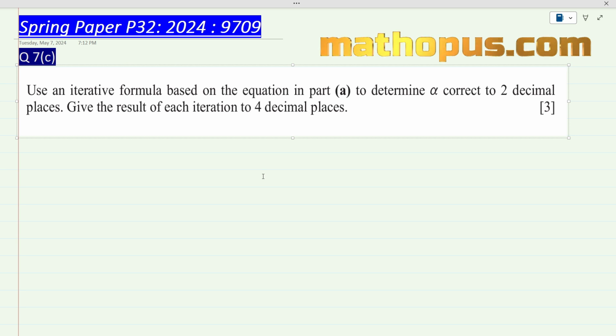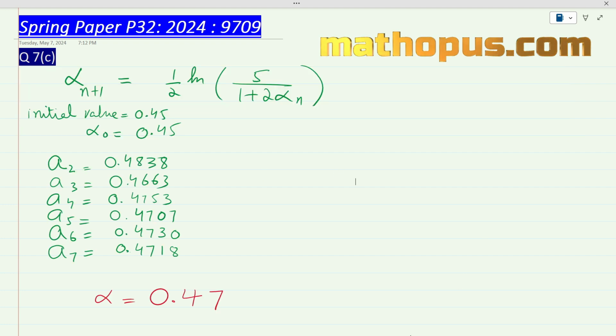Question number 7, C part. Use an iterative formula based on the equation in part A to determine alpha correct to 2 decimal places. Give the result of each iteration to 4 decimal places. Okay, question number 7, C part. Iterative formula.